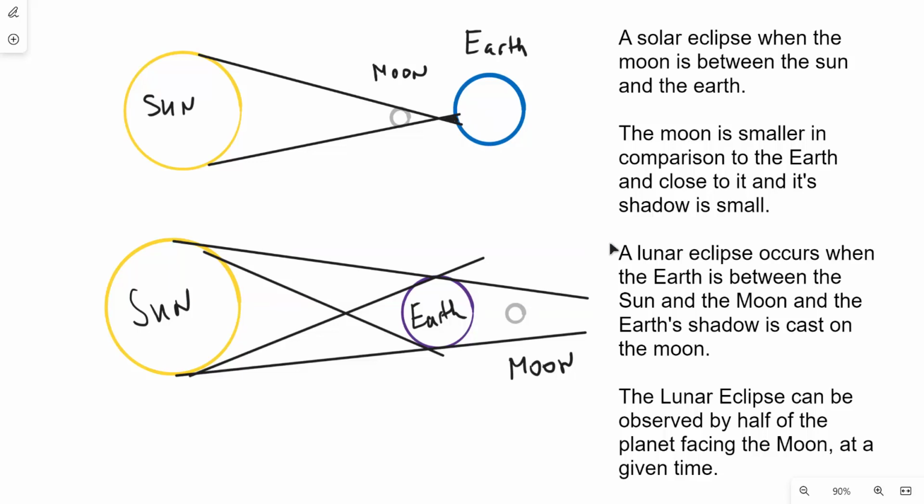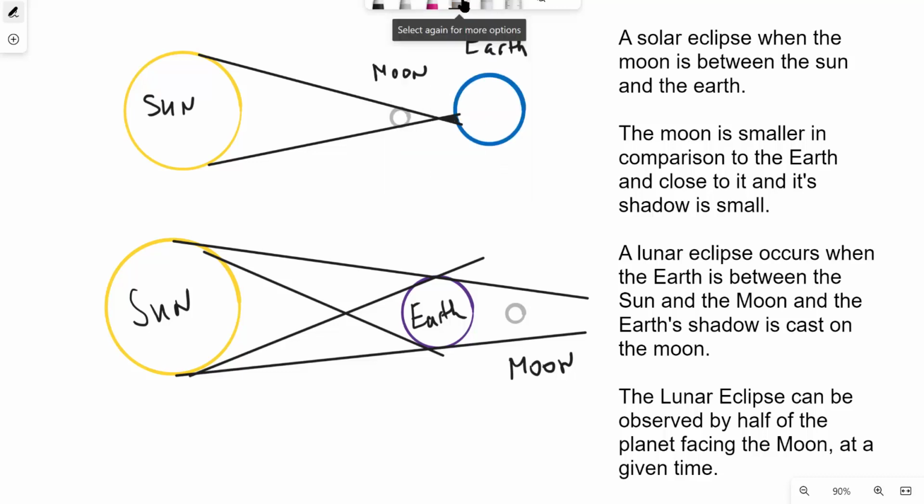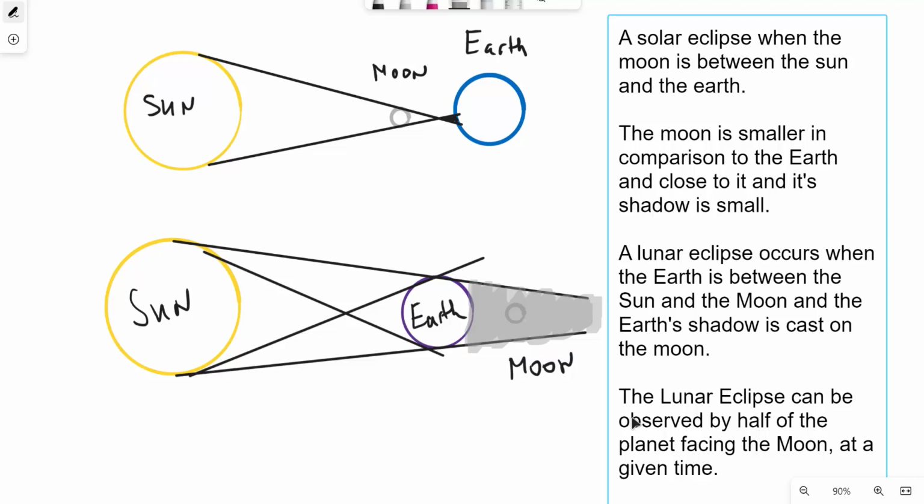On the other hand, when we have a lunar eclipse, this occurs when the Earth is between the sun and the moon. And this entire region here is actually within the shadow. Let's highlight this to showcase the region through which an eclipse will be observable. So this here is the entire shadow of the Earth. I'm going to do that in gray, and it means that if you are on the part of the Earth which is facing the moon at any given time, you will be able to see the lunar eclipse.